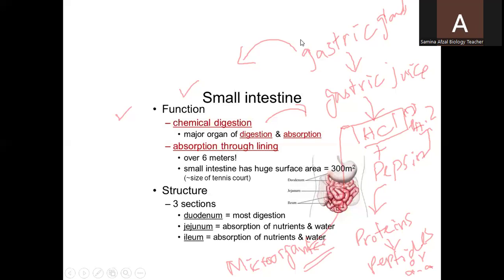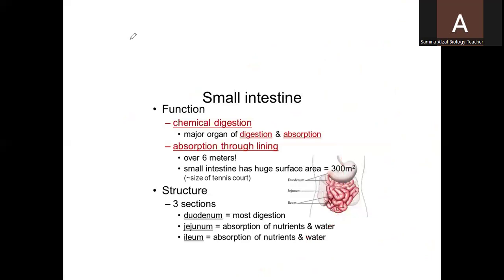Next part of the digestive system where the digestion takes place is the small intestine. In the small intestine, two major functions occur, that is digestion and absorption. The small intestine is about 6 meters long, and it has a very large or huge surface area, because the process of absorption takes place in the small intestine.